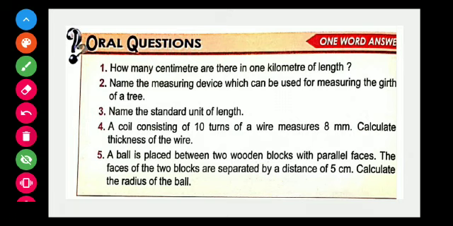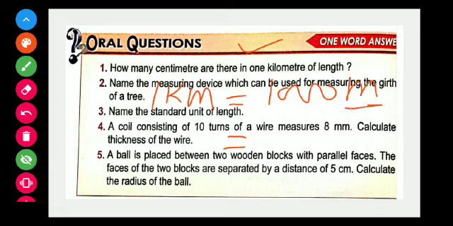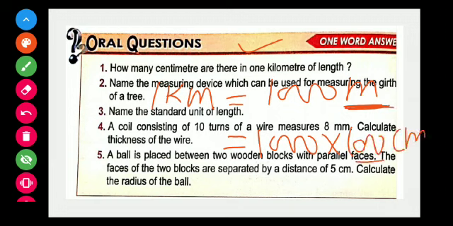Next is, how many centimeters are there in 1 kilometer of length? First convert 1 kilometer into meters. 1 kilometer is equal to 1000 meters. Now convert 1000 meters into centimeters, and 1 meter contains 100 centimeters. Therefore 1000 into 100 centimeters, and this is 10 to the power, how many zeros are there? 1, 2, 3, 4, 5 zeros. 10 to the power 5 centimeters. So 1 kilometer is equal to 10 to the power 5 centimeters.